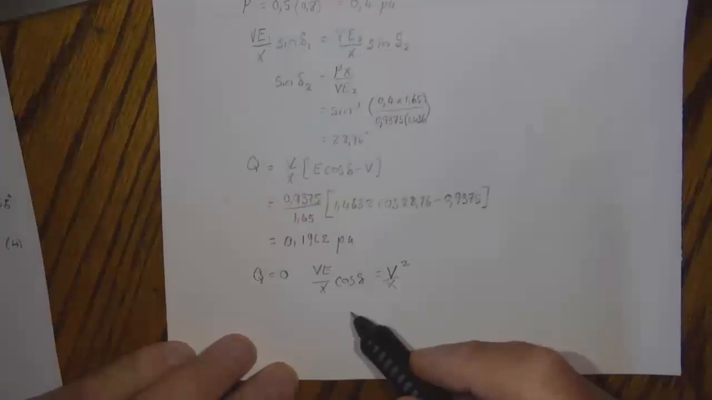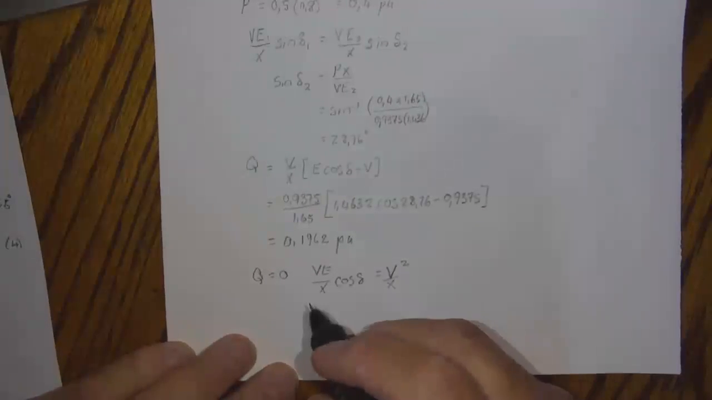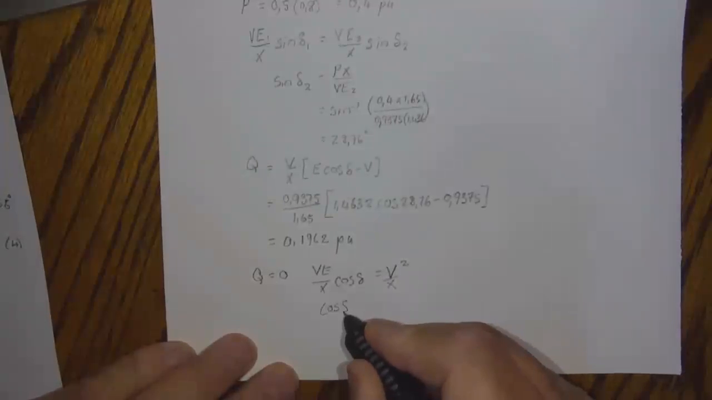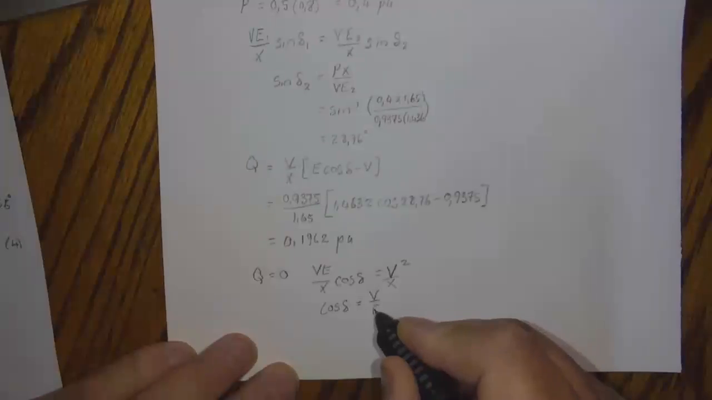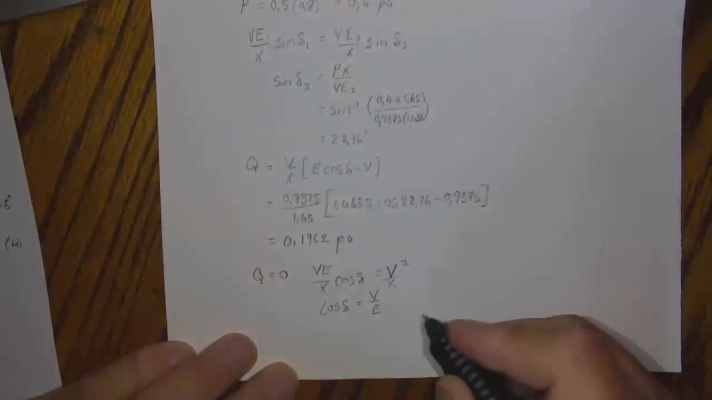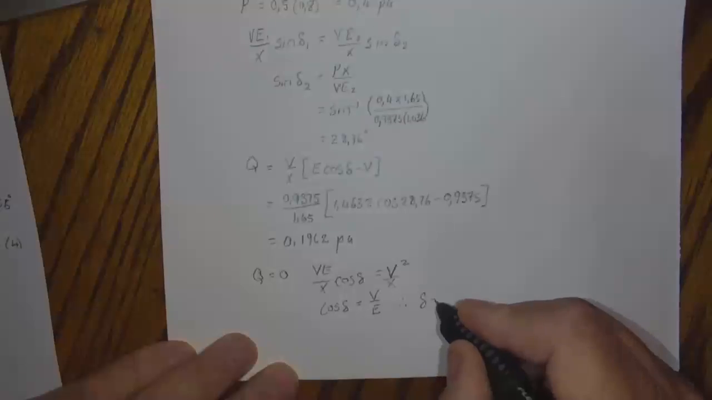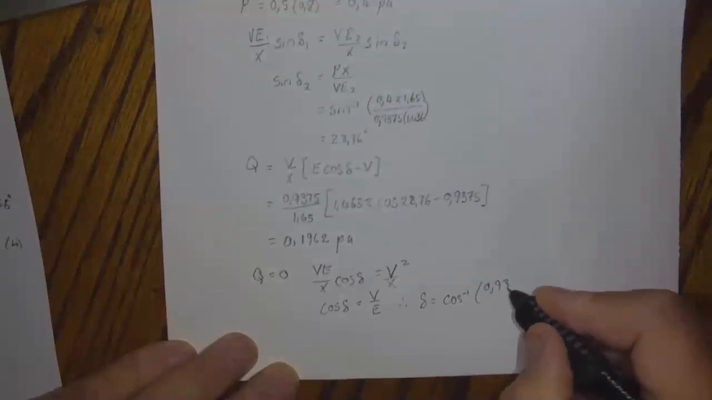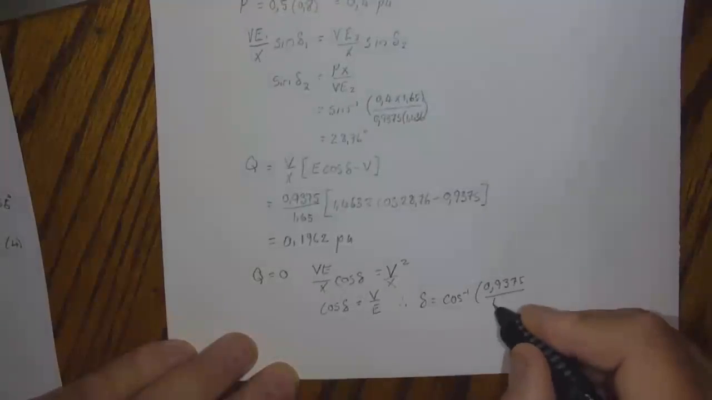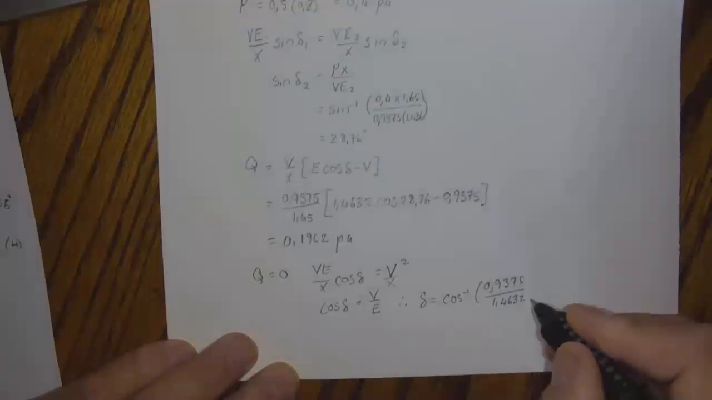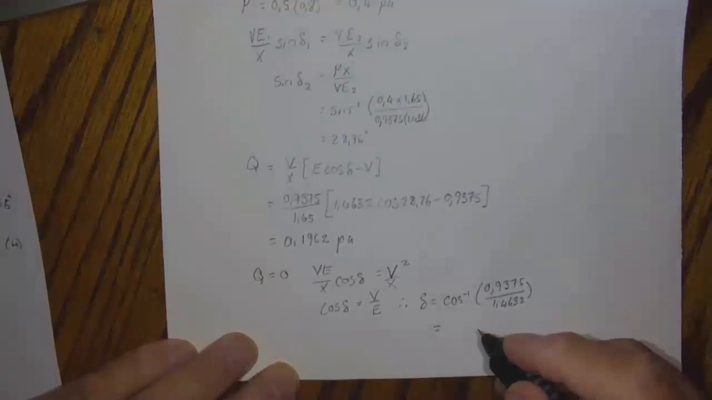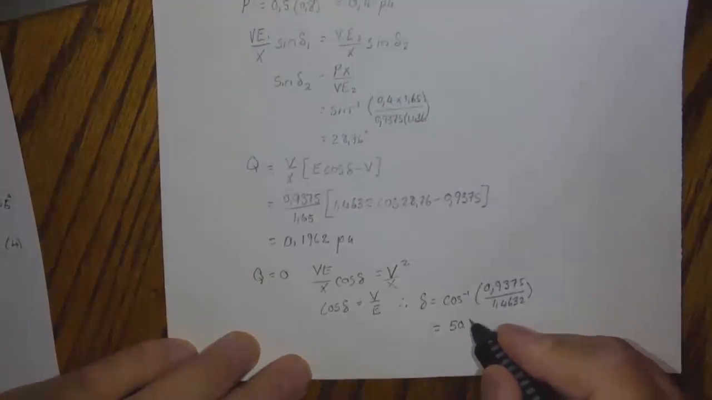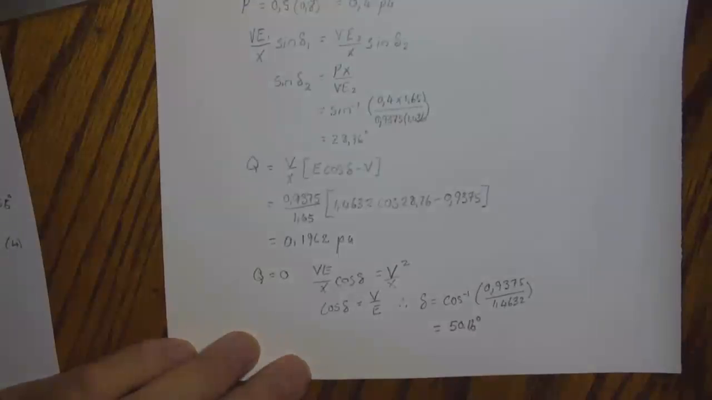All right, so now we scratch everything and we find cos delta is V over E. And therefore, delta is arc cos 0.9375 divided by 1.4632. And that gives us an angle of 50.16 degrees. Okay? All right.